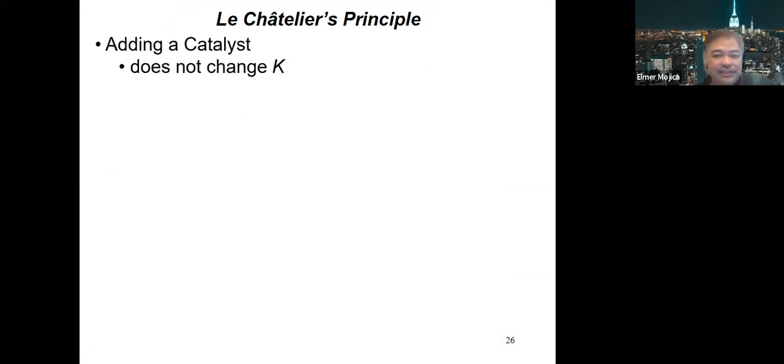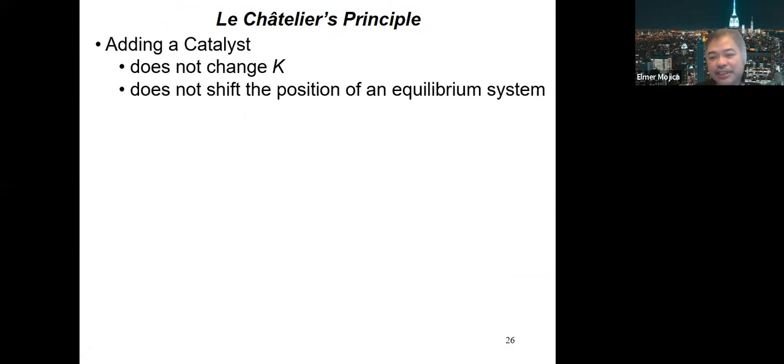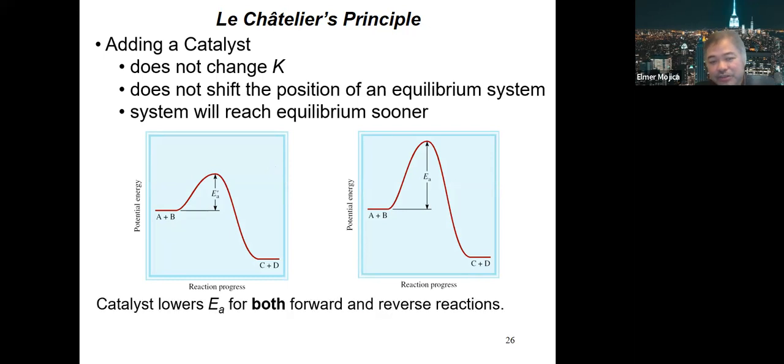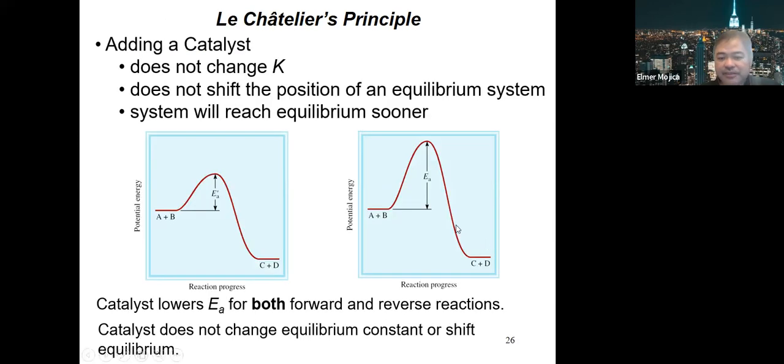Now, the last stress that you have here is the so-called catalyst. Catalyst is just anything that you add to make the reaction pass. It doesn't change the K. It doesn't shift the position of the equilibrium. Okay? So what you do is you just speed up the reaction. So it will not affect the shift in the equilibrium, and it will not affect also the K value. The difference is it just makes both reactions faster. So this is the one that has a catalyst compared to the one that you have here.